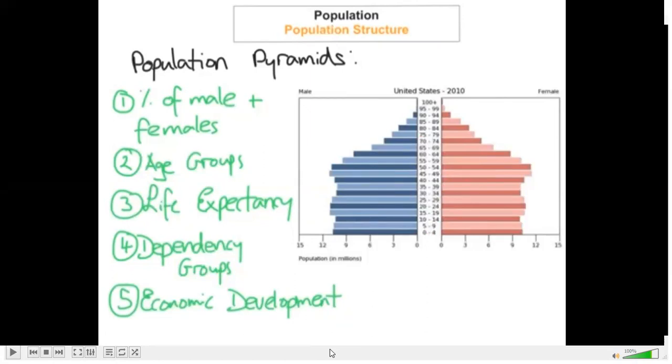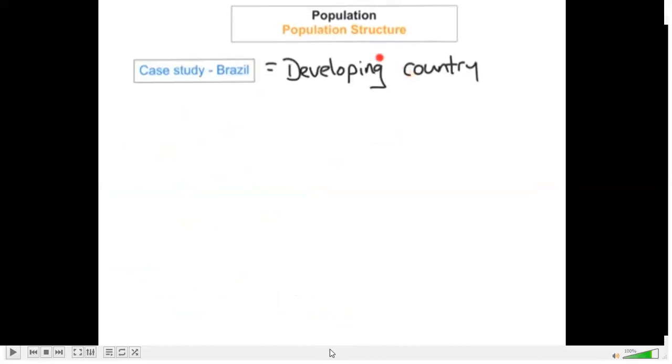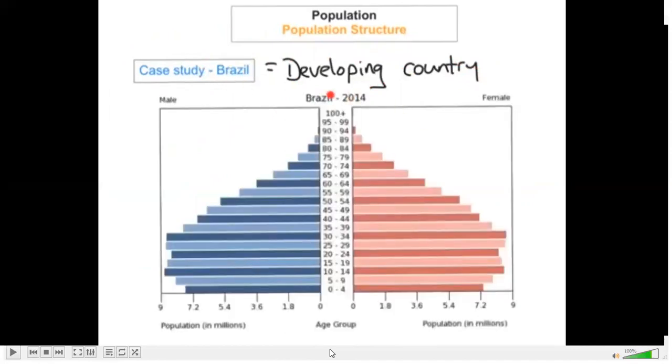So what you need to know for population structure is 2 case studies, one for a developed country and one for a developing country. The case study we'll look at for the developing country is Brazil. Brazil is a developing country. And I'm going to show you their population pyramid now. So here's Brazil's population pyramid.